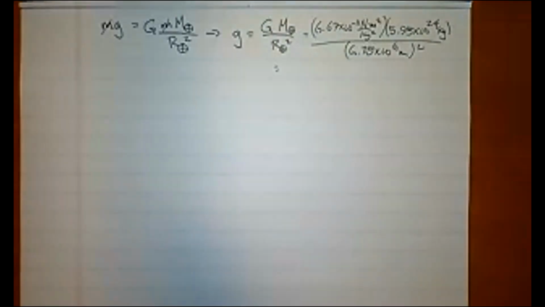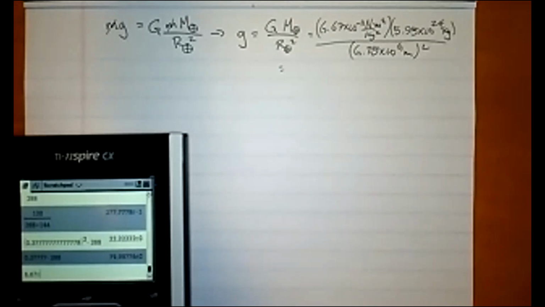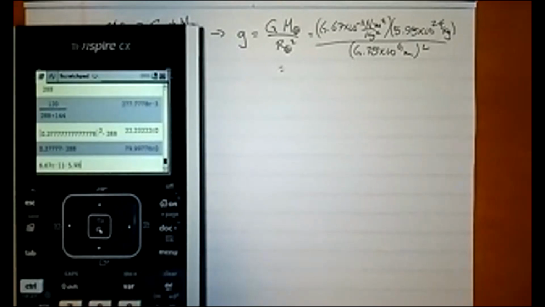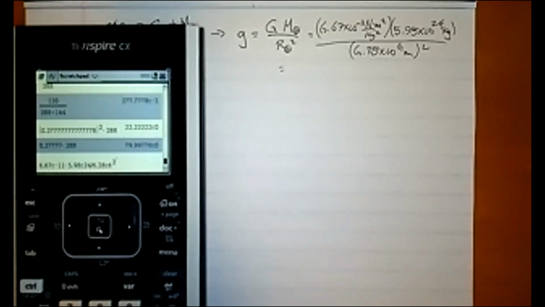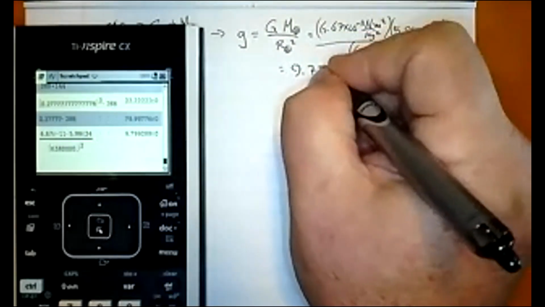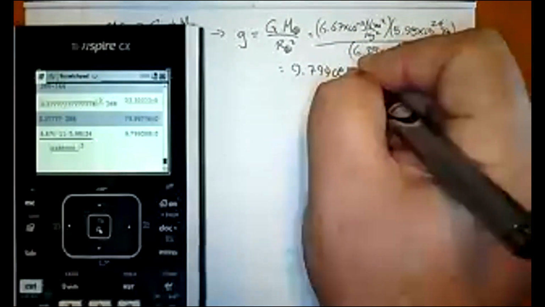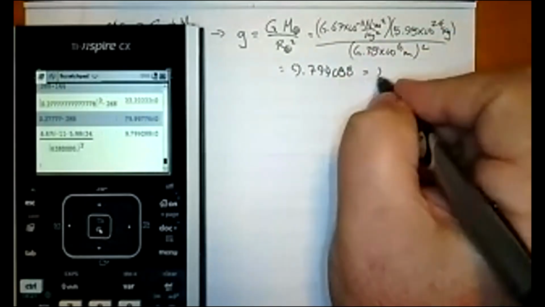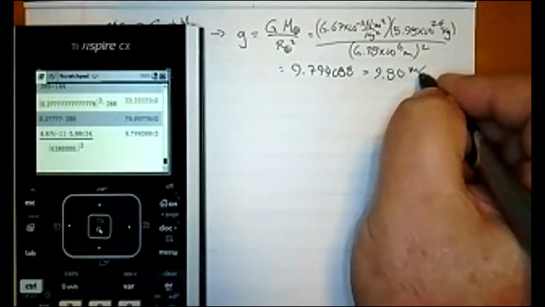When we put that in our calculator, I do 6.67 e to the negative 11 times 5.98 e to the 24th divided by, now your calculator is smart enough to know that the square only goes to the thing immediately to its left, so I don't have to put parentheses around it. And lo and behold, I get 9.799088, which obviously is way more sig figs than is represented here. So really, if I use 3 sig figs, that should be 9.80 meters per second every second.